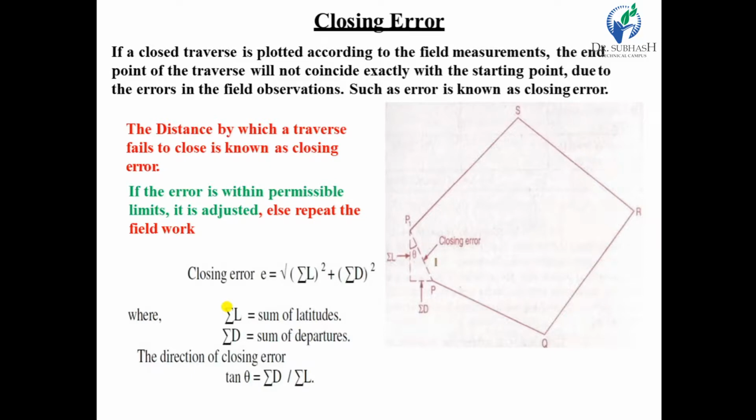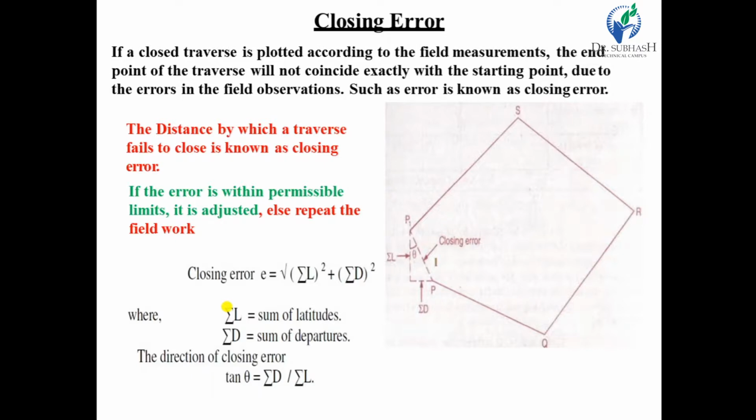Now we are moving to the closing error. If a closed traverse is plotted according to the field measurements, the end point of the traverse will not coincide exactly with the starting point due to errors in the field observations. Such an error is known as closing error. The distance by which a traverse fails to close is known as closing error. If the error is within the permissible limit, it is adjusted; otherwise we have to repeat the field work.